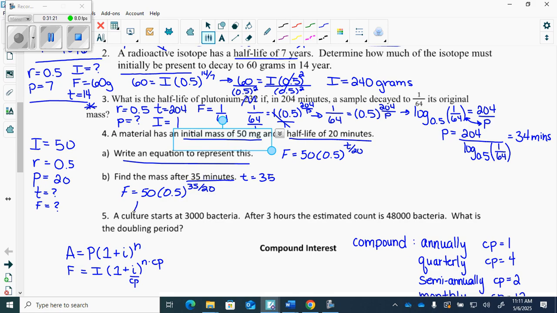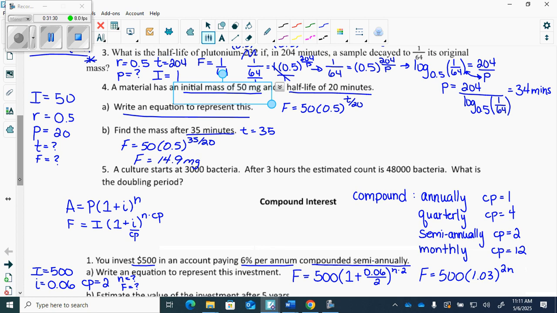So F equals, it should be less, and it is 14.9 milligrams. And then the last one says a culture starts at 3,000, so that's my initial. After 3 hours, does this come with halving, doubling, or anything? No, so that's my T. After 3 hours, it's estimated to have 48,000. What is the doubling period? So it's asking me for P because doubling is in the question, correct?